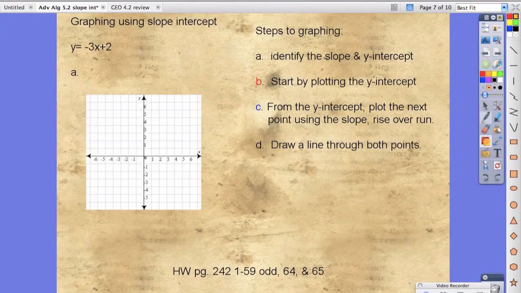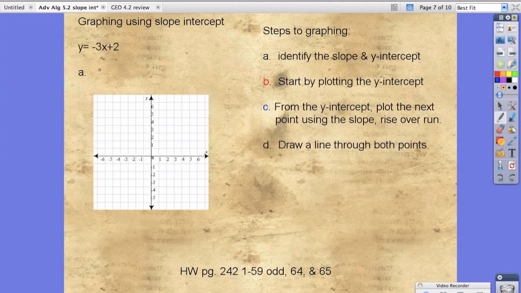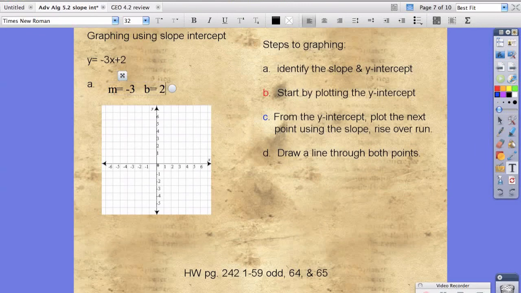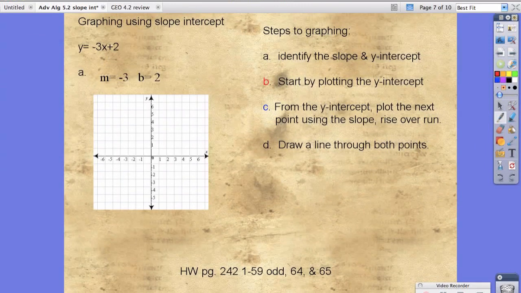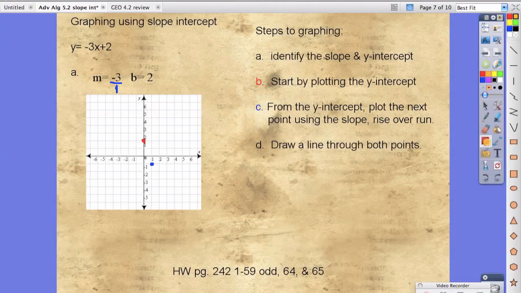We'll try just one more, and this time we're going to go a little bit faster. Here it says identify your slope and y-intercept, so m equals -3, b equals 2. Then part B, in red, says start by plotting the y-intercept, which is 2, so 1, 2. Then from the y-intercept, plot the next point using the slope, which is rise over run. Our slope doesn't have a run, so we're going to divide by 1. The reason we can do this is because -3 divided by 1 is still -3. Because it's a -3 for our rise, it means we're going to go down 3. So 1, 2, 3, and run 1. So this is what we're left with. And now, according to part D, we are going to draw a line. Like so.